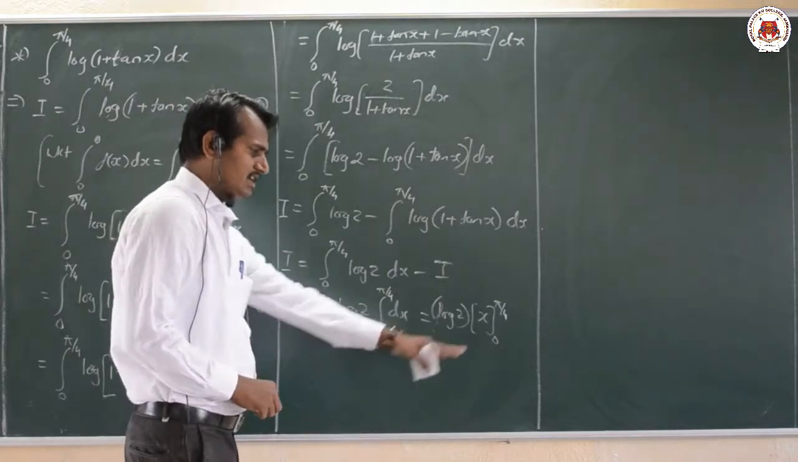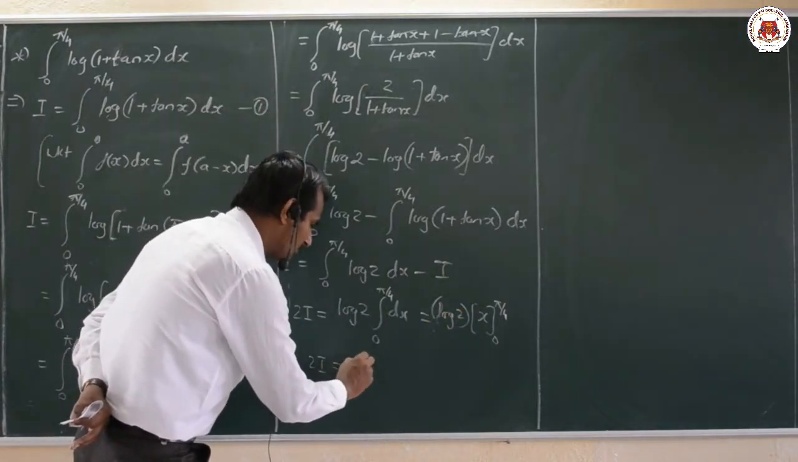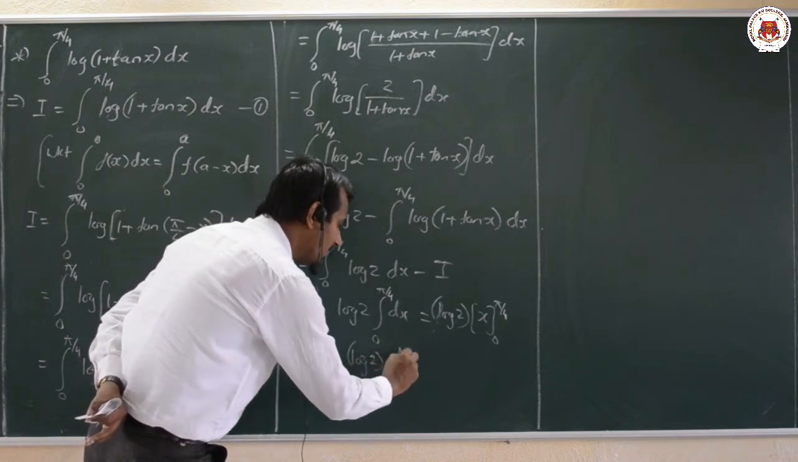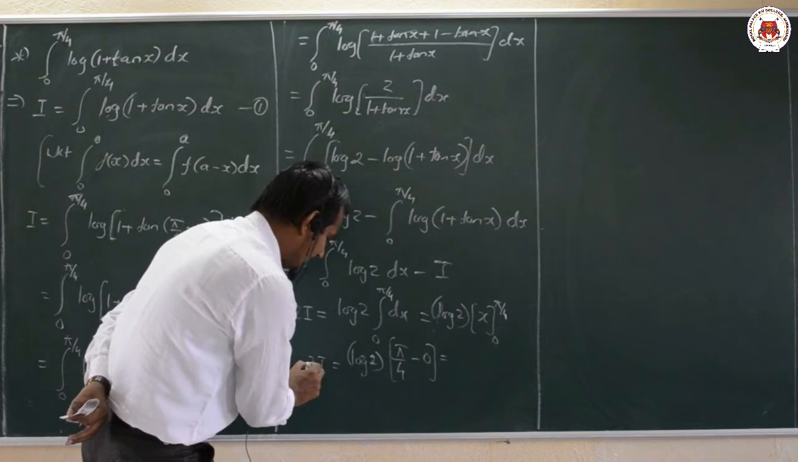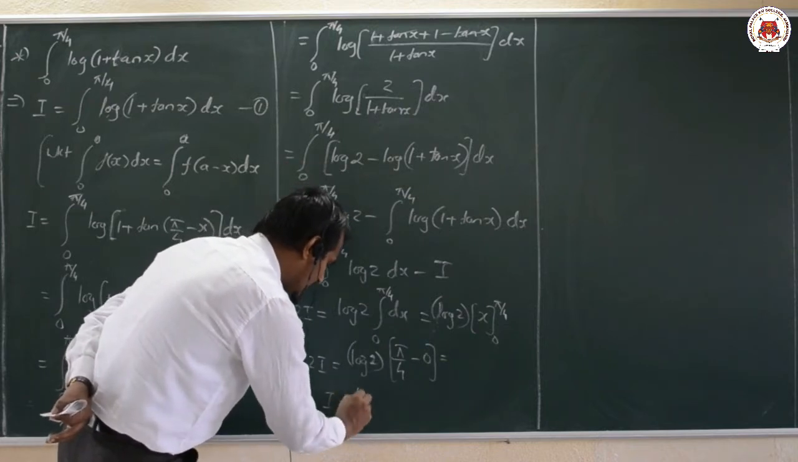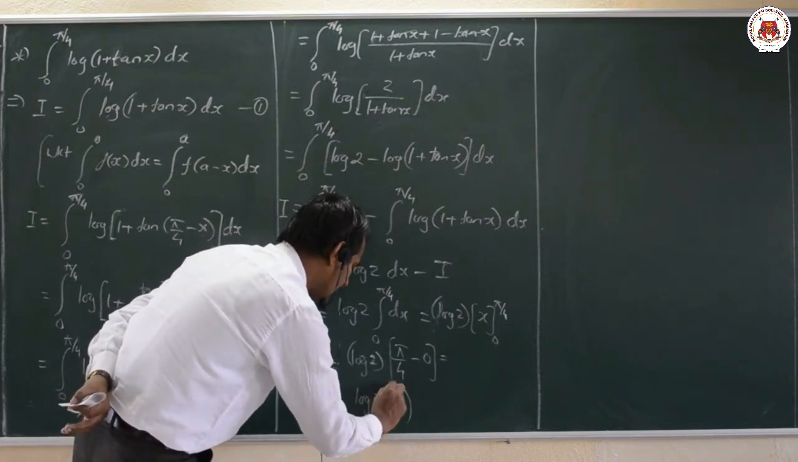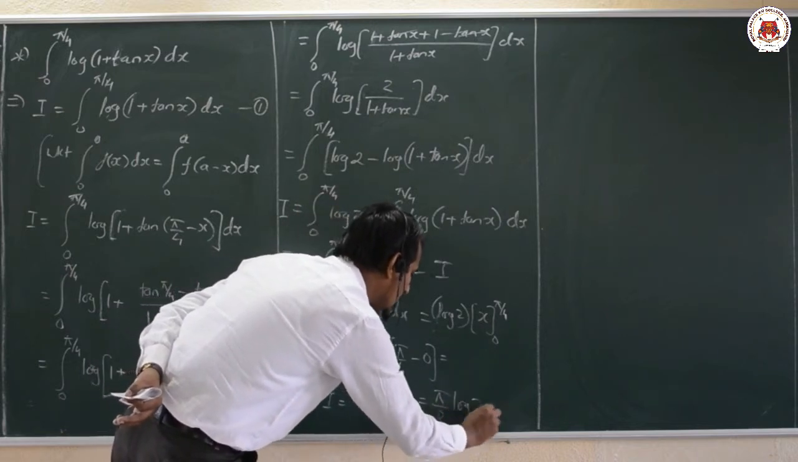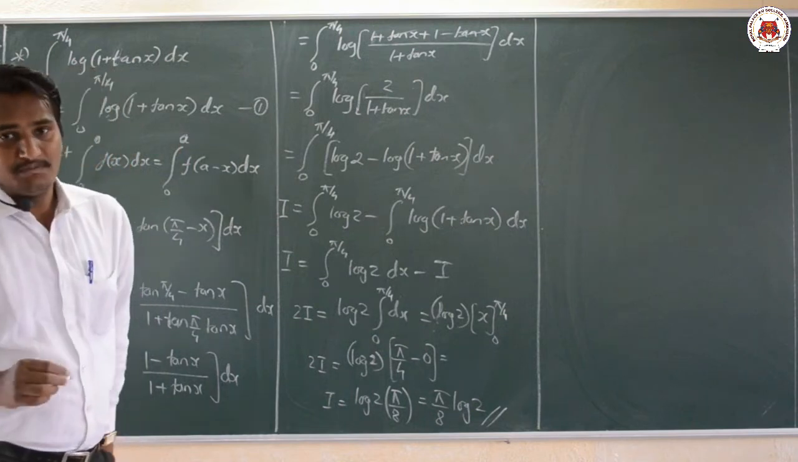Now here I can substitute the limits. 2I is equal to log 2, which I will keep as it is, times pi by 4 minus 0. Divided by 2, I is equal to log 2 times pi by 8, which is equal to pi by 8 into log 2. That is nothing but your required very simple example.